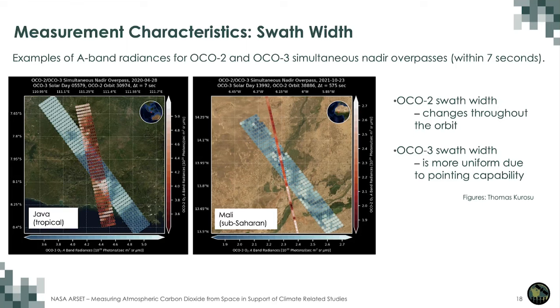So the OCO2 instrument is on its own free-flying spacecraft. It's on a fixed orientation on the spacecraft, and the spacecraft rotates as it moves along the orbit in order to mitigate polarization effects. This has the effect of changing the size of the footprints and changing the width of the swath as the spacecraft moves along the orbit track. So you can see in these two examples, there's one over Java in the tropics, there's one over Mali in the sub-Saharan region. And you can see on these two figures that the red swath, the OCO2 swath, is a different width for these different locations.